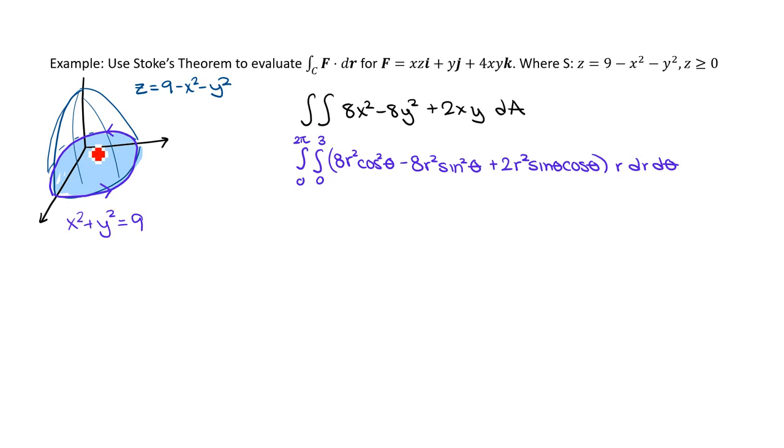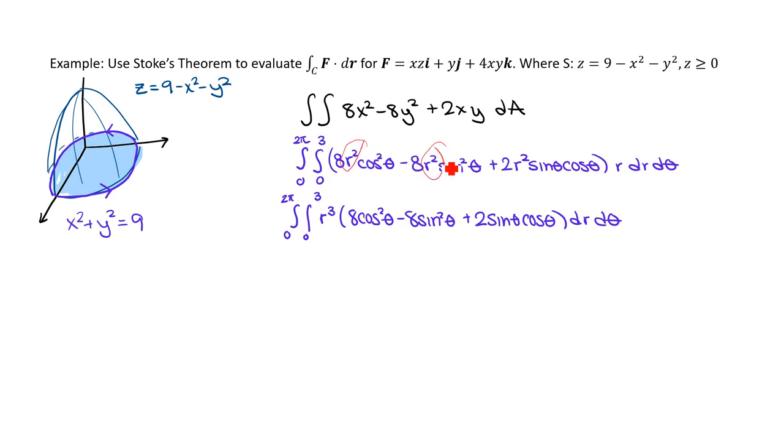My bounds of integration for this circle: the radius goes from 0 to 3, and we're going all the way around, so theta goes from 0 to 2 pi. Just to save myself a tiny bit of writing, I factored out the r's because I'm going to integrate with respect to r first. I noticed all of these terms have an r squared in them. If I multiply by that extra r, now all of my terms have an r to the third in them, so I factored that r to the third out front.